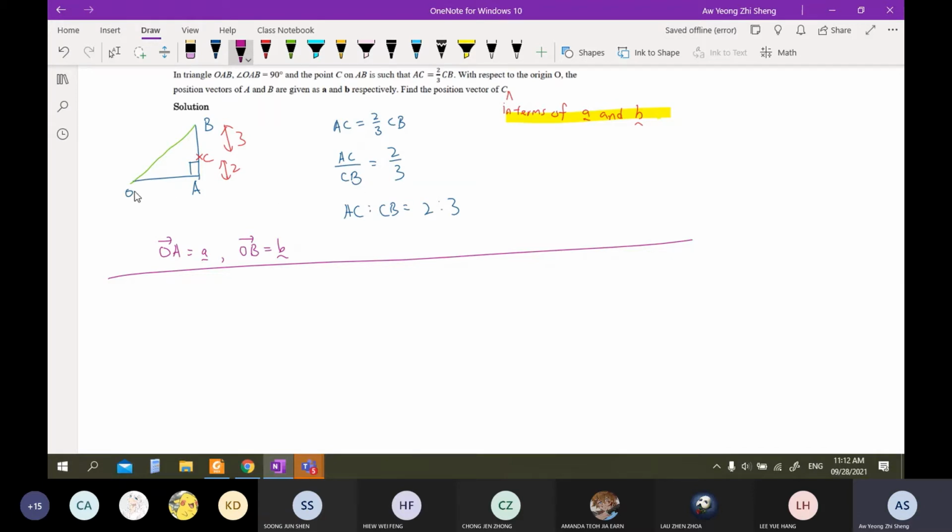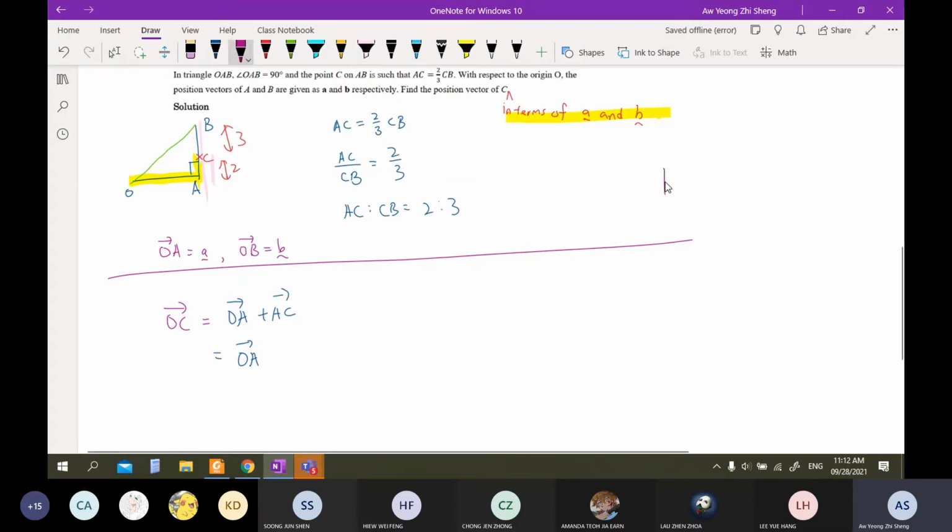So first of all, we can find a convenient path to OC first. Say OC can be taken as OA plus AC. OA can later be replaced by small letter a. But then AC, we want to express it in terms of small letters a and b. So ideally, we want to first express AC as a portion of AB.